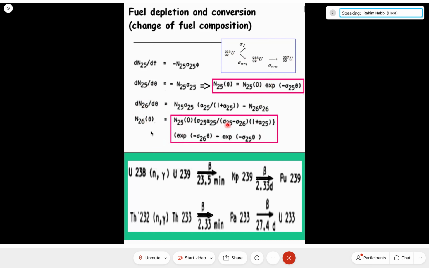And you see, it depends on the initial concentration of uranium-235, and it depends on the individual cross-section for absorption of uranium-235, and it depends on the alpha value, which I said is the ratio of capture, here absorption, to fission. So you see here the same process too for uranium-235, in a similar way.